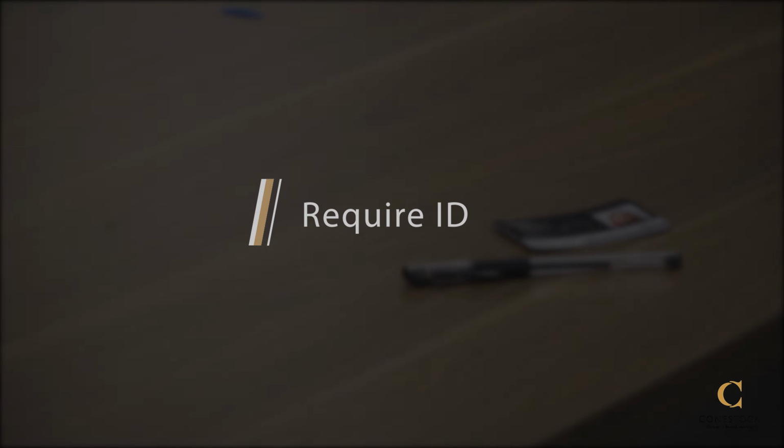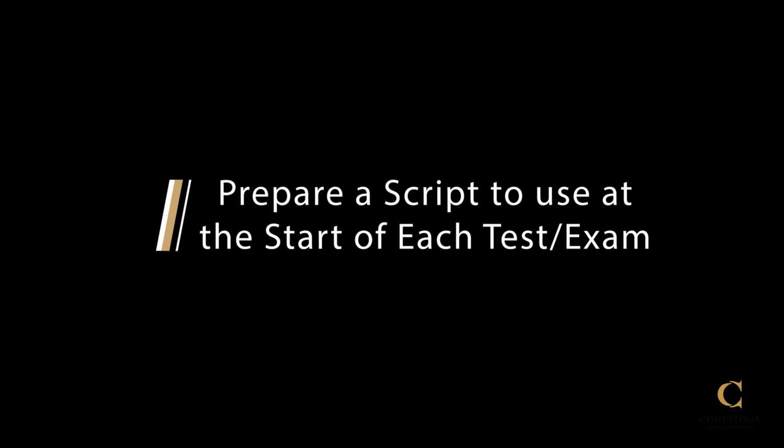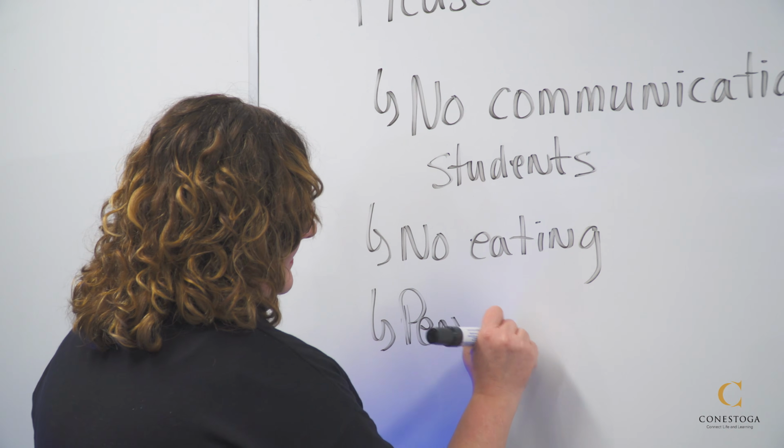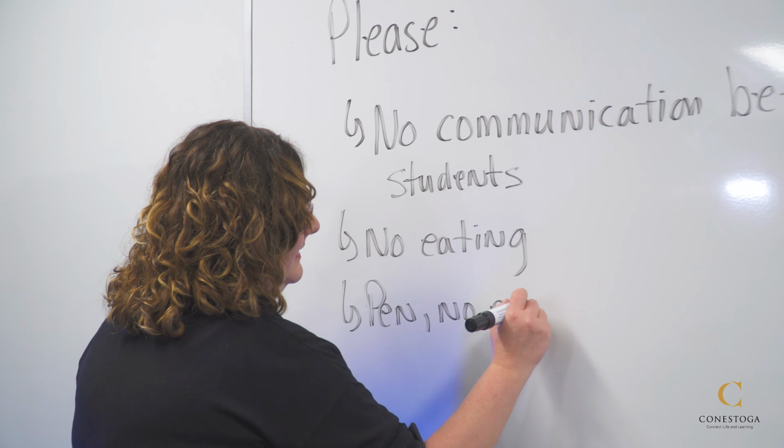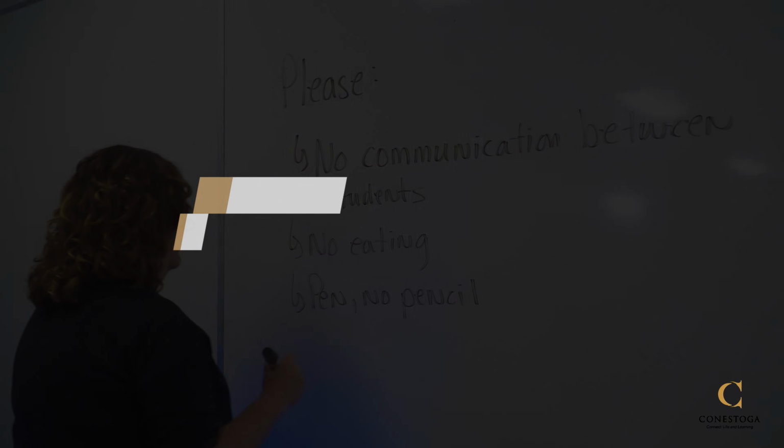Require ID. Require students to have their One Cards on their desk during each evaluation. Bring a clipboard with the attendance list and check off each student present. We have had faculty suspect a student was writing for another student. Prepare a script to use at the start of each test or exam. You will want to reinforce expectations at the start of each test.